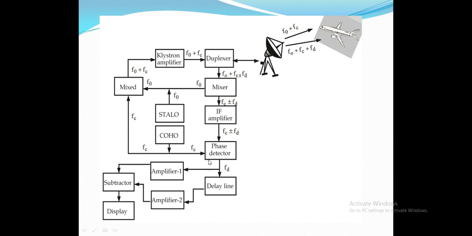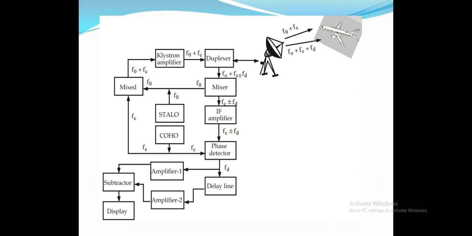Okay, so the output of the phase detector is Fd. The phase detector gives the output for both fixed and moving targets. The Doppler shift causes the variations in the phase difference. Okay. So here the output of the detector goes to the delay line and amplifier 1.